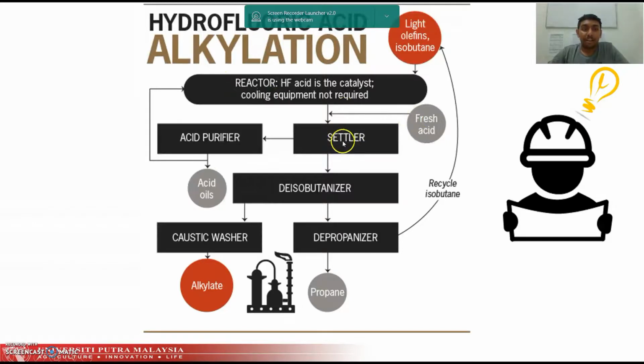The balance of hydrocarbons flows through the fractionating mechanism, which is the deisobutanizer and depropanizer. Inside this fractionating mechanism, the alkylate and also the propane are fractionated out, whereby the isobutane is recycled back to the reactor. The further process description is discussed in the process flow sheet.